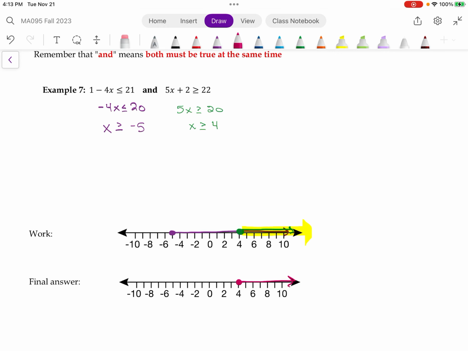All right, so how would you write that in interval notation? It goes from 4 to infinity. 4 is included. So it's all the numbers from 4 to infinity. All right, let's try another one.